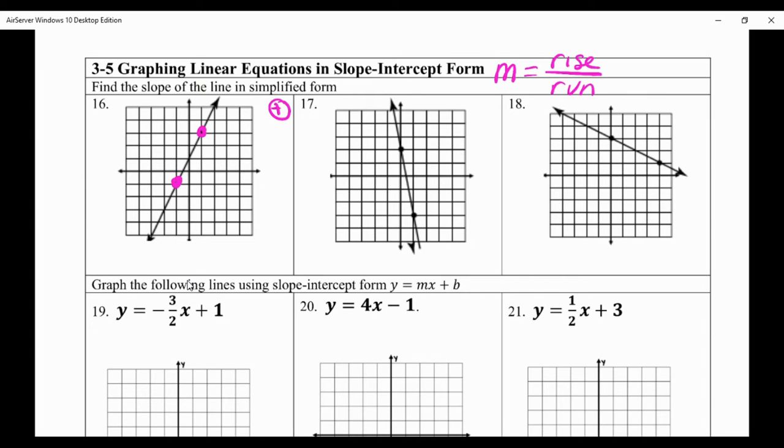So from one point, I move up 4 and to the right 2. So m equals 4 over 2, which we can reduce to 2 over 1. Always reduce the slope whenever possible. We want to have a simplified fraction.